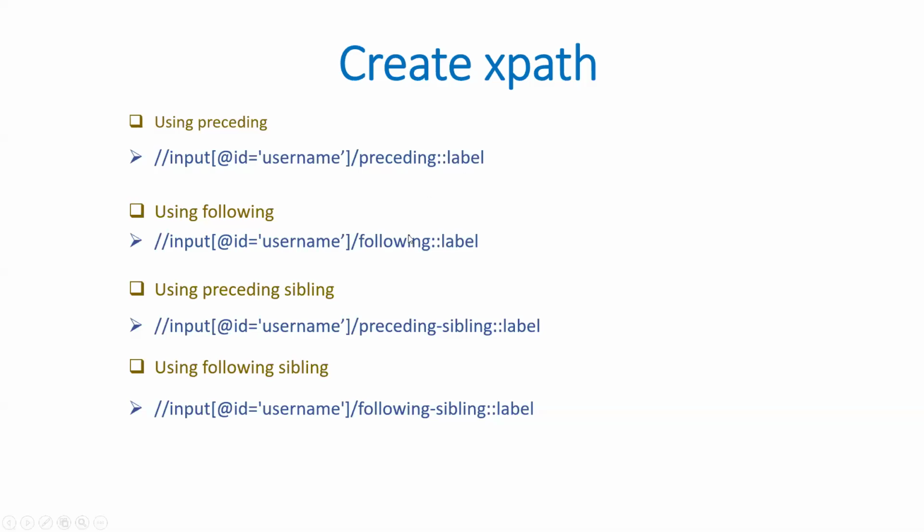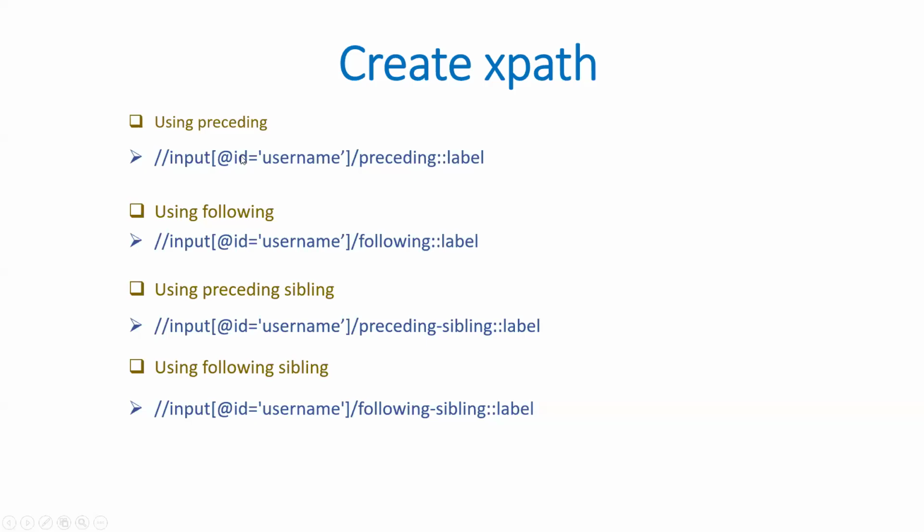So what is the meaning of following here? It identifies a label element which is displayed after the current element input. That is the meaning of following. Similarly, preceding sibling. See, preceding means this label element should be displayed before this input element. That's all. So this label element can be at a different level of the input element. That means this label element can be the direct parent element for this input, no problem. Or this label may not be a parent element, but it can be at a different level, no issues.